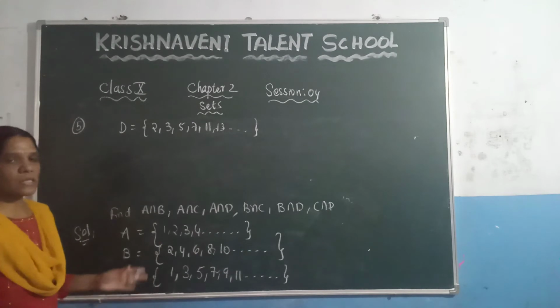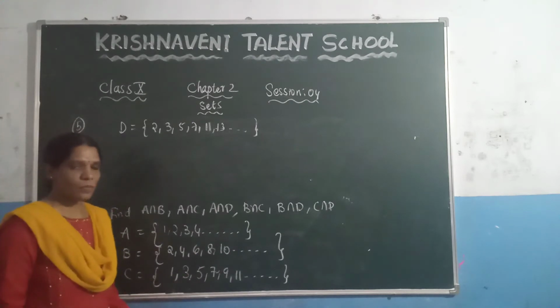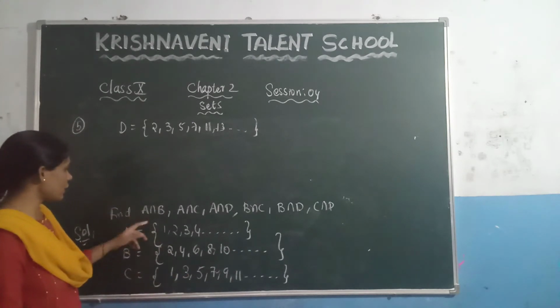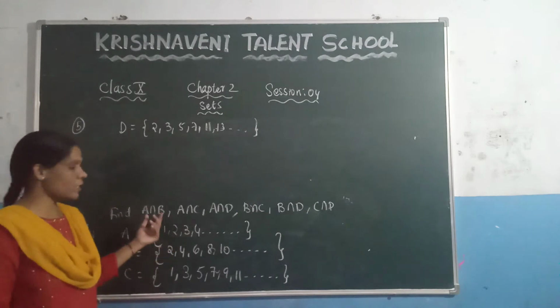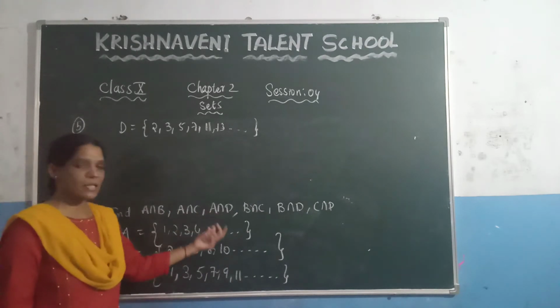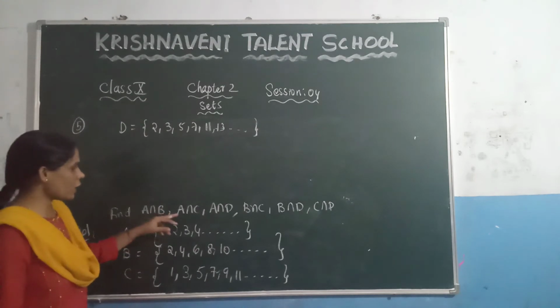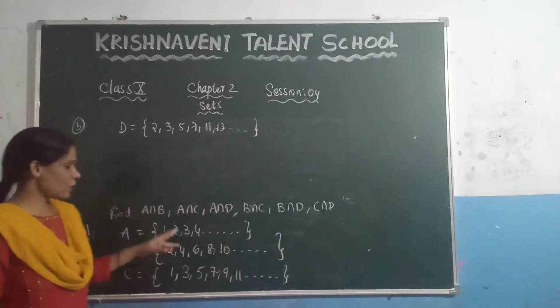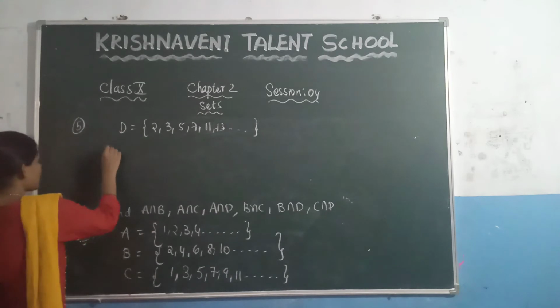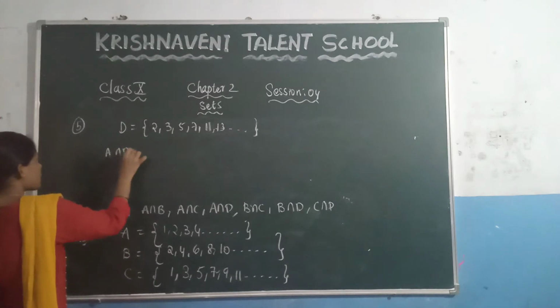Now we have represented all these sets in roster form, and what we need to find here is the elements that are present in A intersection B, A intersection C, A intersection D, like that. Here I will do one, you can do the rest in the same way. Now what we have to find first is A intersection B.